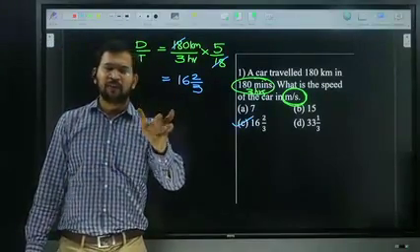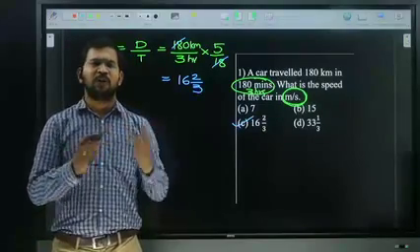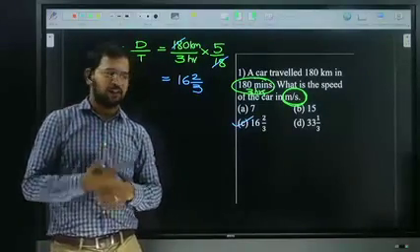These are the very basic level questions. So based upon the unit conversions, we are going to solve these questions. Okay? Just make a note.